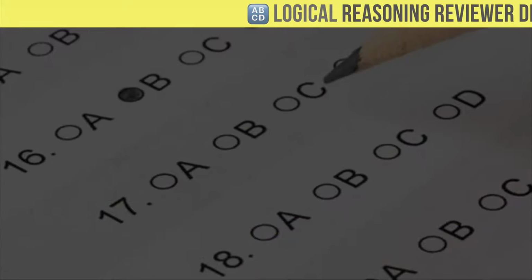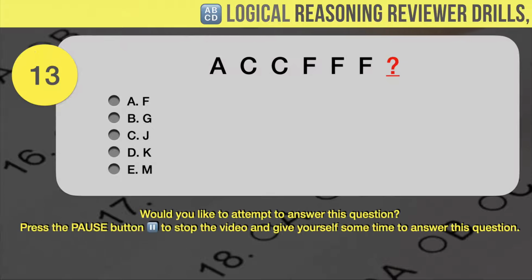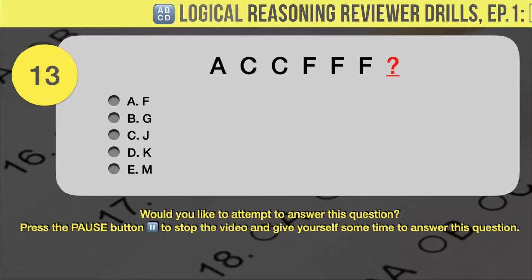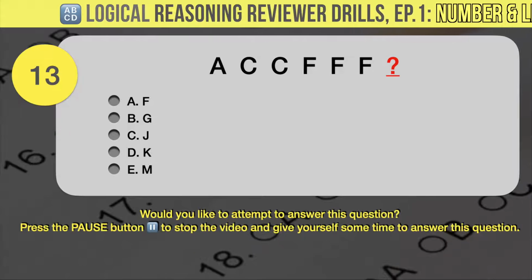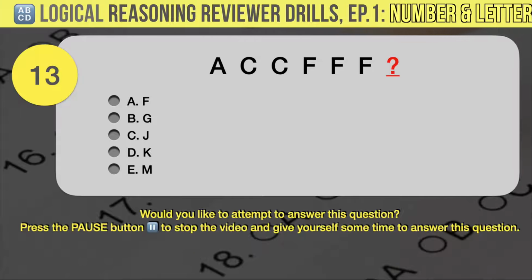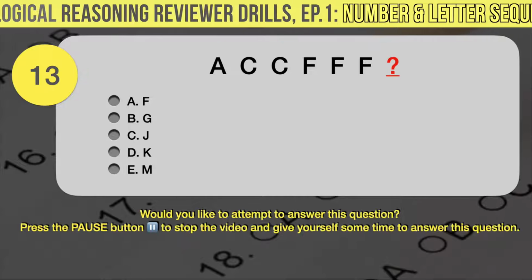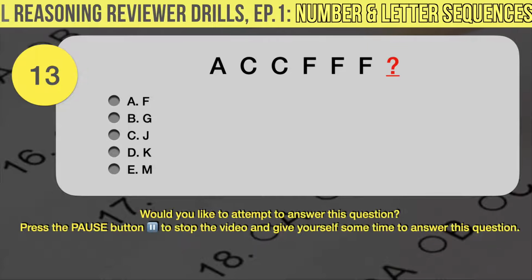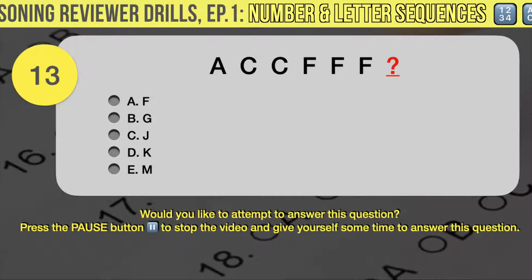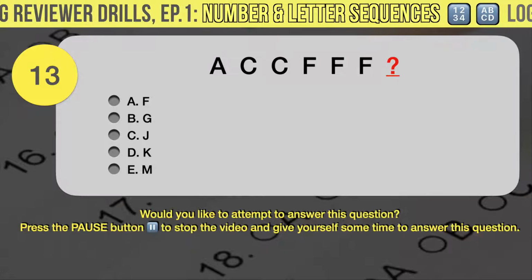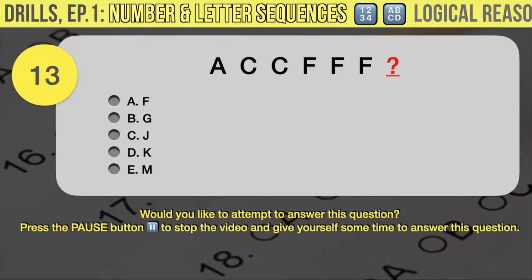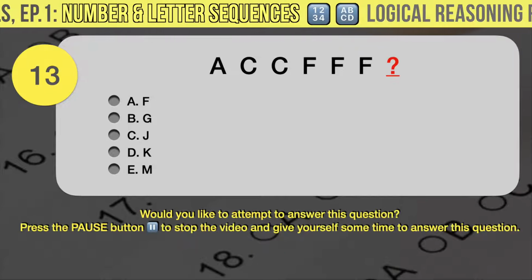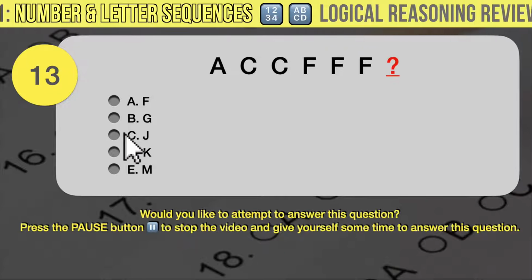Drill question number 13. Which letter comes next in the following sequence? A, C, C, F, F, F. Your answer choices are A, F, B, G, C, J, D, K, E, M. The correct answer is C, J.